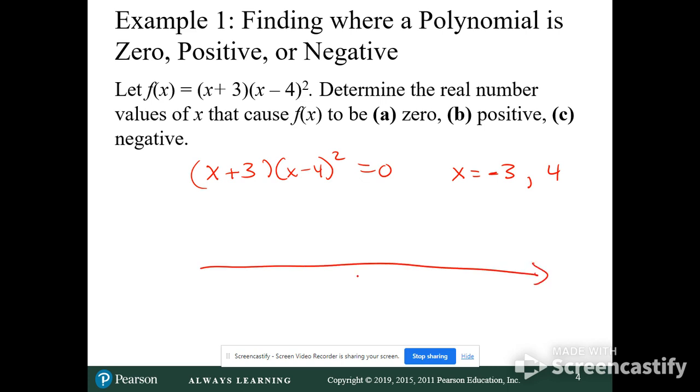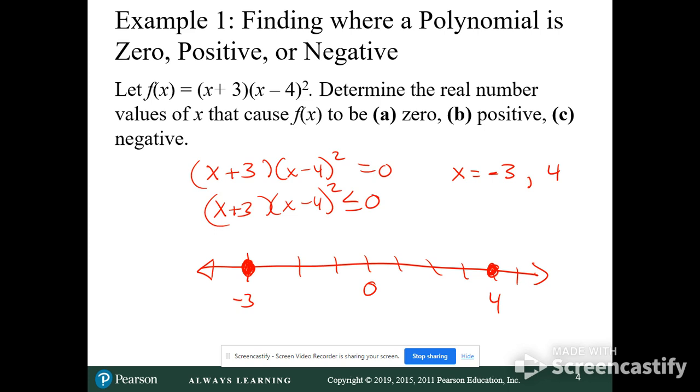Then you draw a number line. So maybe 4 is here, 3, 2, 1, 0, -1, -2, -3, -4. So we want to know, let's just say that x plus 3 times x minus 4 squared is less than or equal to 0. We want to know, where is this negative?